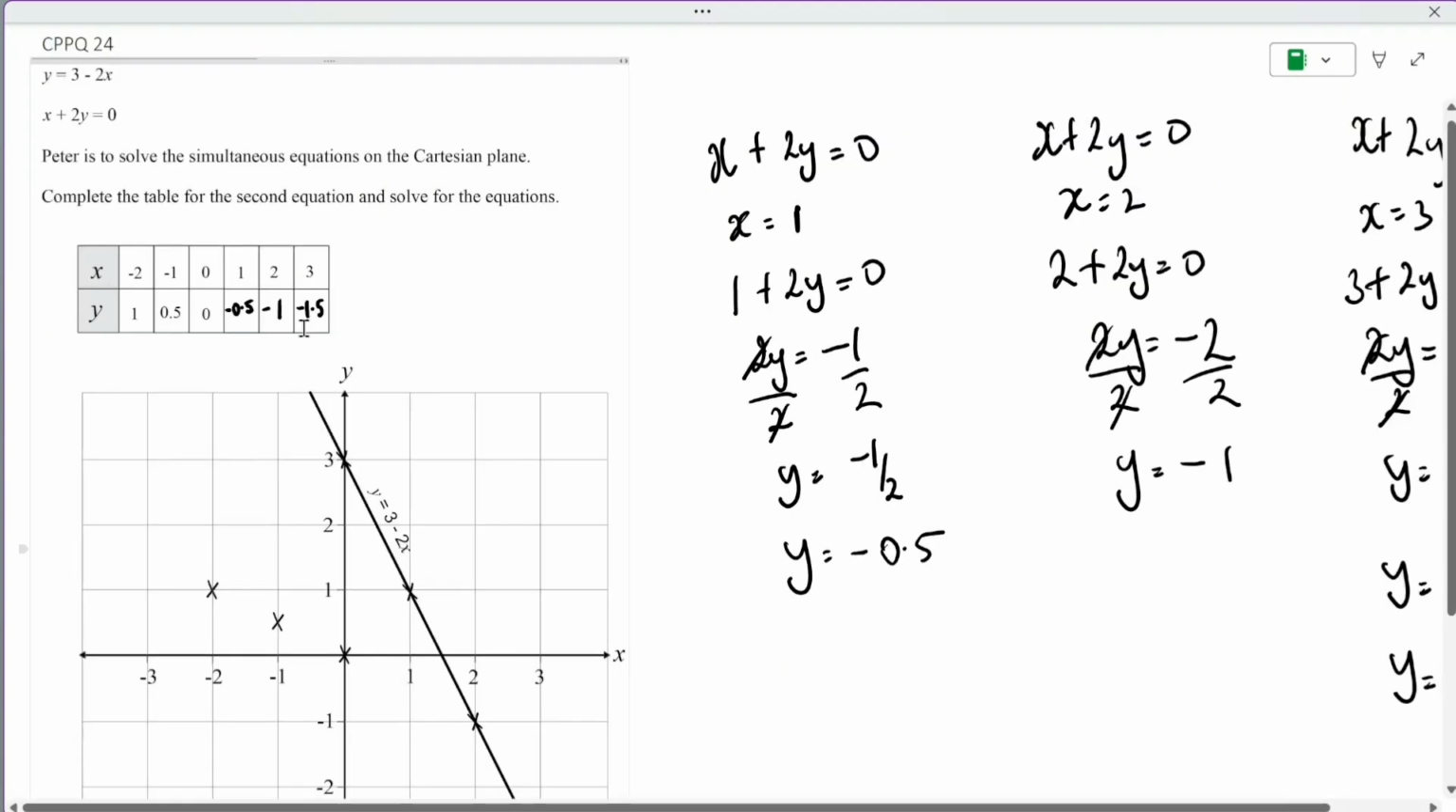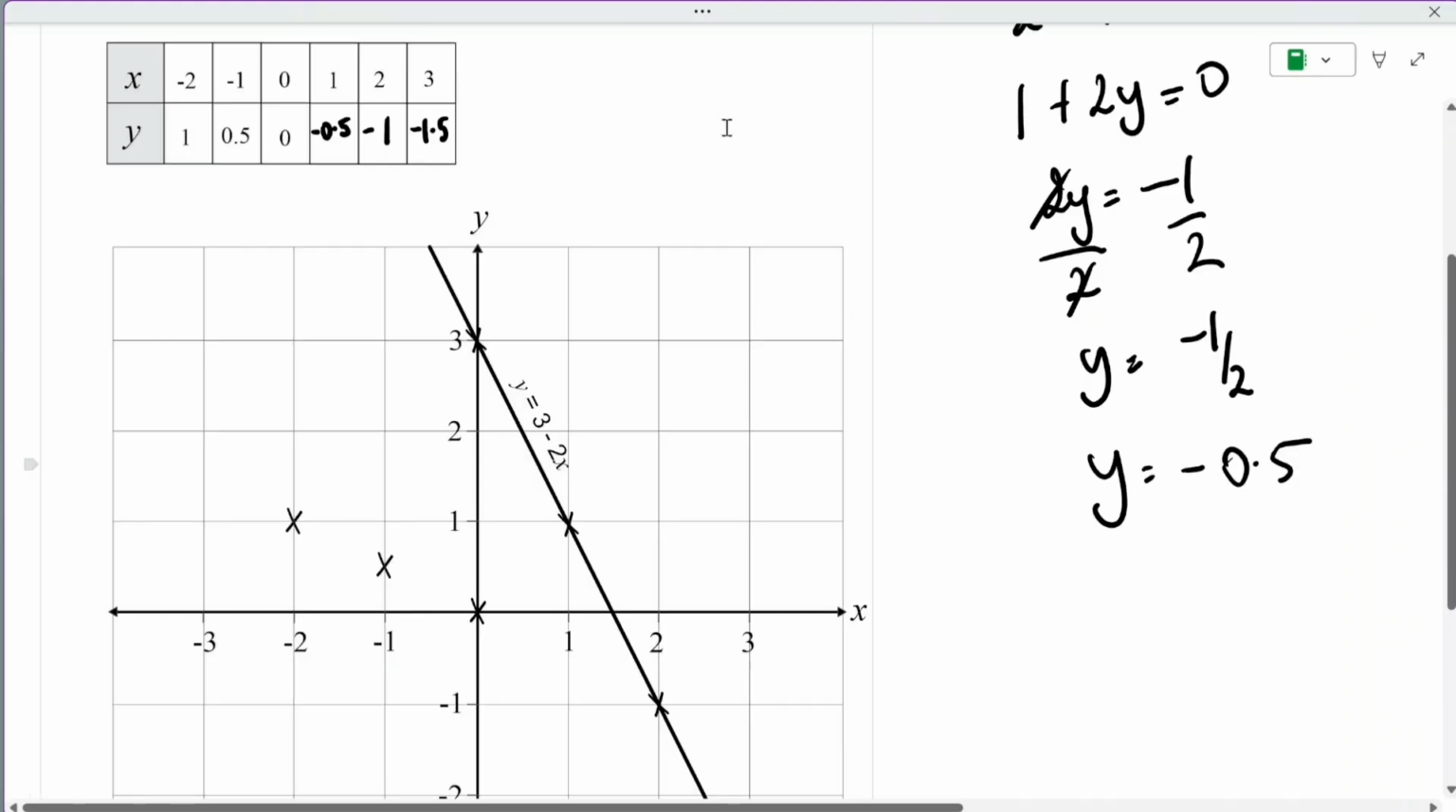We now have our y values for when x is 1, x is 2, and when x is 3. We use these values to get our points on the graph. Let's start from the ones they've done. When x is minus 2, y is 1. So when x is minus 2, this is negative 2 on the x-axis. You go up to find positive y. That's where y is 1, here.